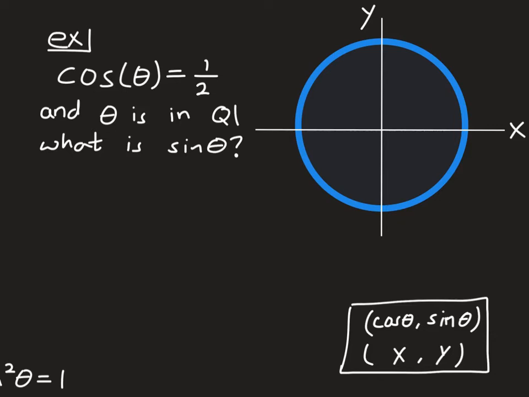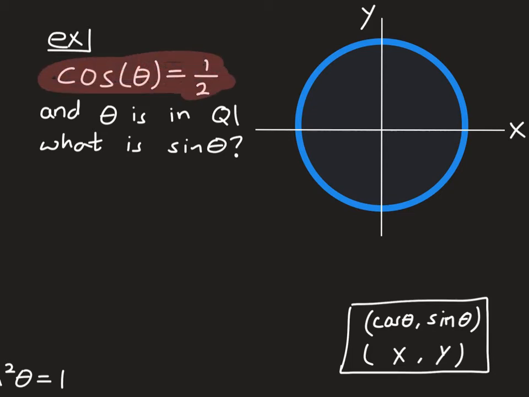So here is an example where we could use the trig identity to solve for something that we don't know. In this example, we have that the cosine of theta is equal to 1/2. And let's just stop there with that piece of information. So the cosine of theta is equal to 1/2.